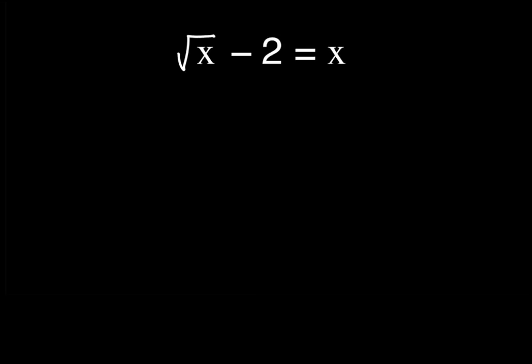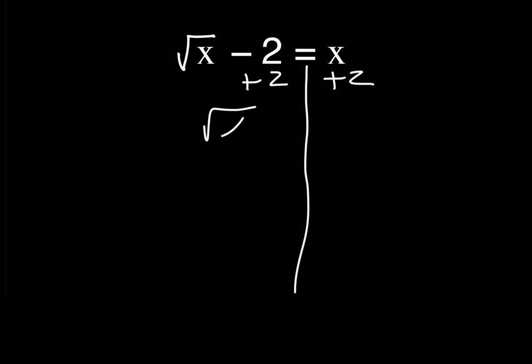This one. Again, procedurally, first step whenever I have a square root with my variable under the square root, step one, get the square root variable all by itself. Add 2 to both sides. So I'll have square root of x equals x plus 2.